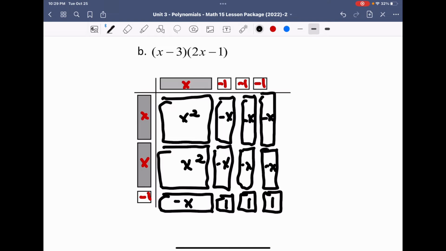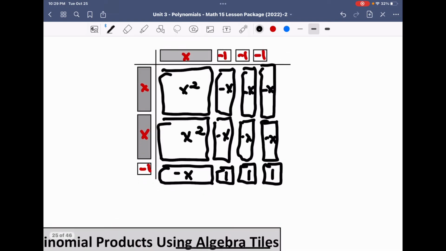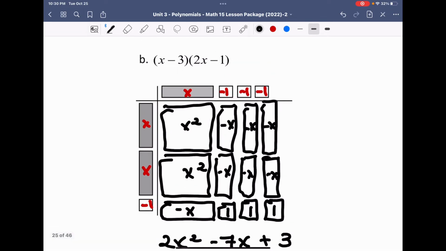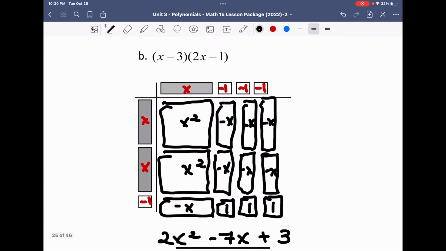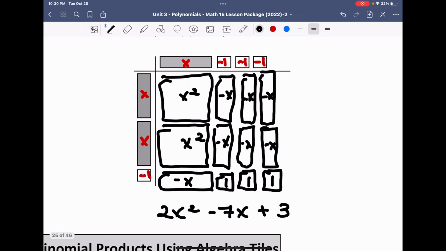Now, if I count up the blocks on the interior, I have 2 of the x squared cubes. I have negative 7 x's, or negative 7 of those x terms. And then finally, I have plus 3 units represented by the individual squares at the bottom. So I've taken something that is a binomial times a binomial and now written it as a trinomial using a visual of these algebra tiles.